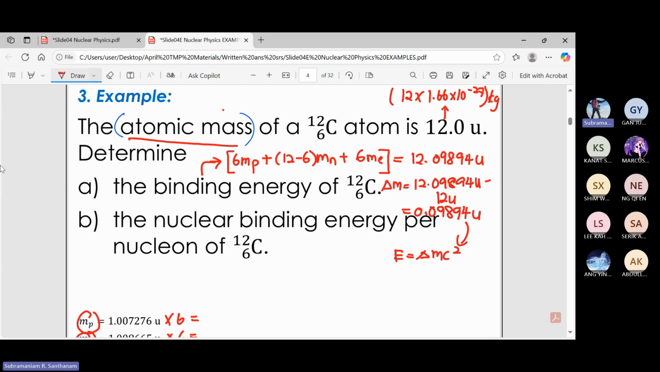Obviously you need to change the U to kg. So if 0.09894 U, you change to kg by multiplying by 1.66 times 10 power of minus 27. Sorry, I said minus 19 earlier; it is minus 27. That will give you the mass defect in kg, then you multiply by the speed of light squared.